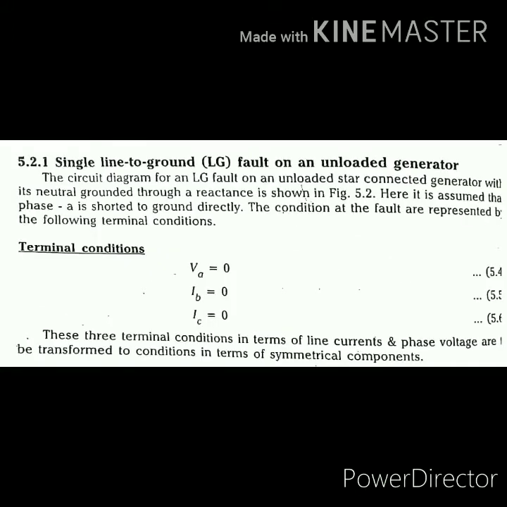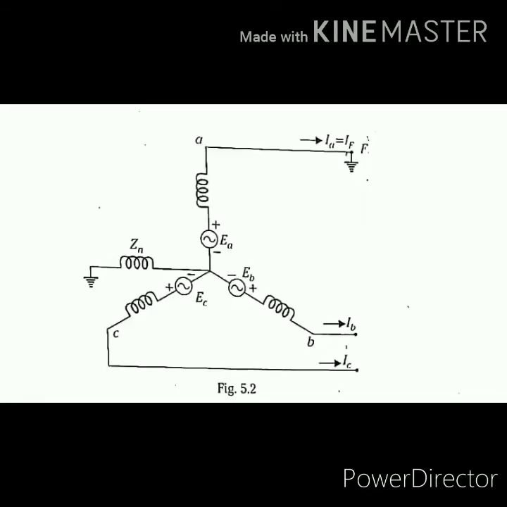We'll do the analysis of the different faults. The first one is a single line to ground fault on an unloaded generator. Let us consider an unloaded star-connected generator with its neutral grounded through a reactance. As you can see in the diagram, let's consider that there is a fault in phase A. Phase A is directly shorted to the ground.